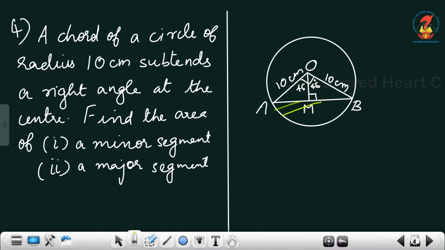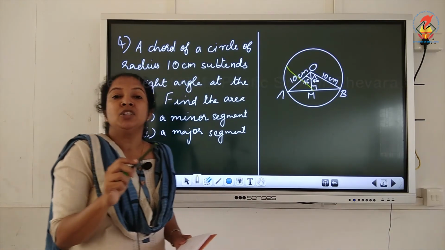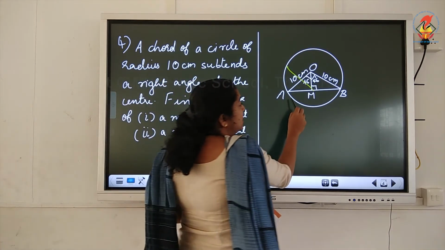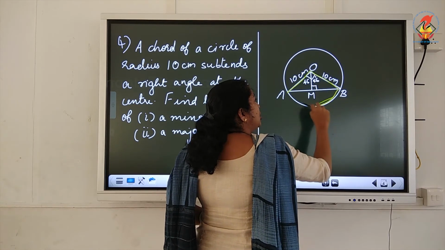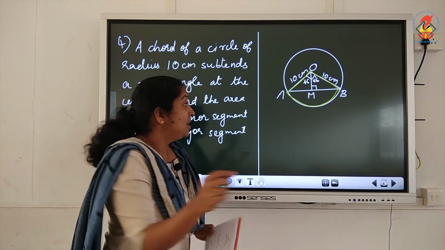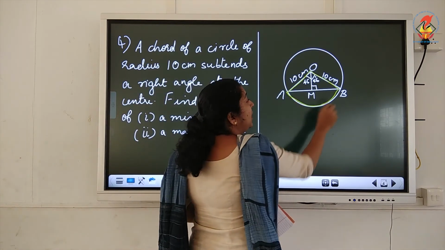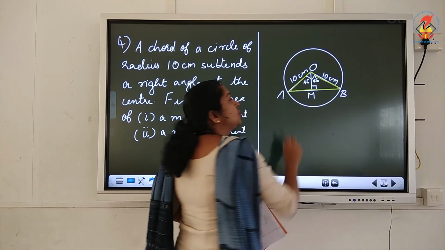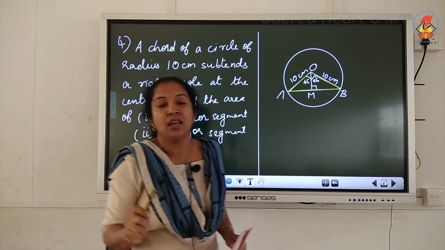What do you mean by segment? Minor segment is this. What about the major segment? Up to this. This is the major segment. So, you have to find the area of the minor segment and the major segment. For finding the area of the minor segment, what we have to consider is this sector AOB. You have already learned the formula. Area of the segment is equal to area of the sector minus area of the triangle.